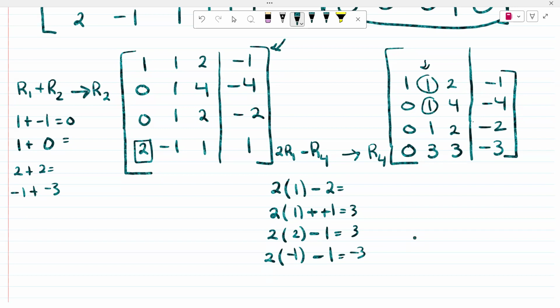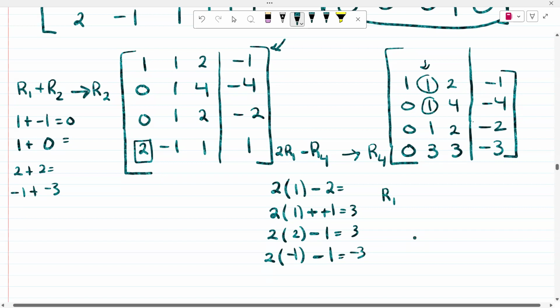So how would I make this 1 into a 0? Maybe you could do row 1 minus row 2. Yeah, row 1 minus row 2. And that'll give us your new row 1.